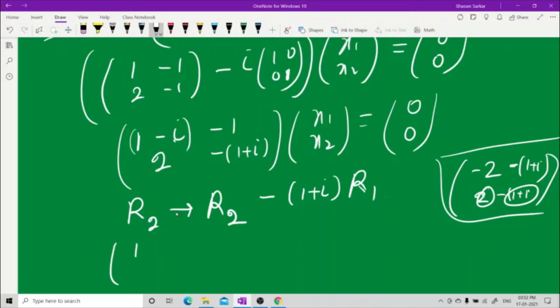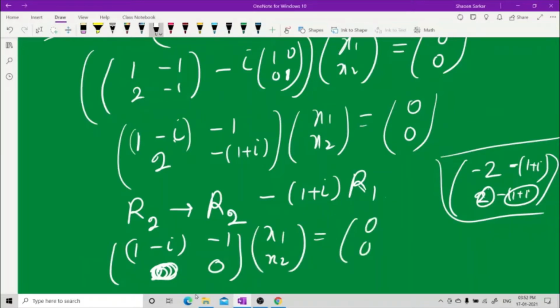So this is 1 minus I into minus 1 and 2, and then this is 0 and this is 0. You have x1, x2 and then you have 0, 0. The determinant has to be 0 of this matrix, otherwise you will get a trivial solution, this being a homogeneous equation.